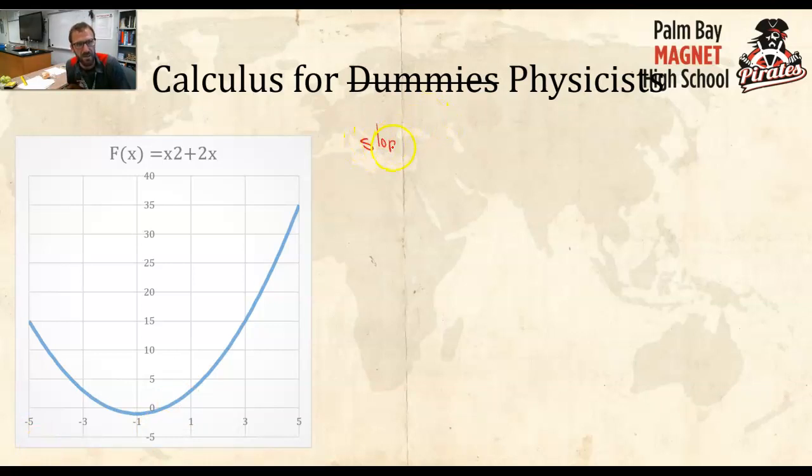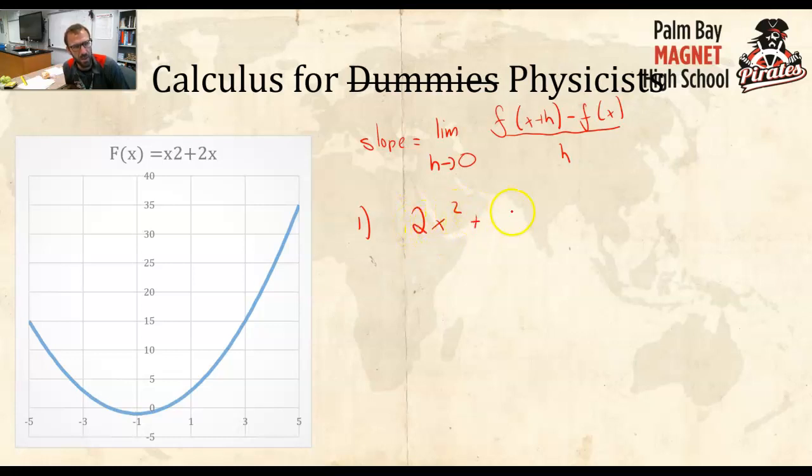So, remembering that the slope of a function is equal to the limit as h approaches 0 of f of x plus h minus f of x, all over h. So what I want you to do is find the slope of these functions. I'm going to make them up on the spot. I'm going to do 2x squared plus 3x. I want you to find the slope of 9x. Yeah, that'll do.